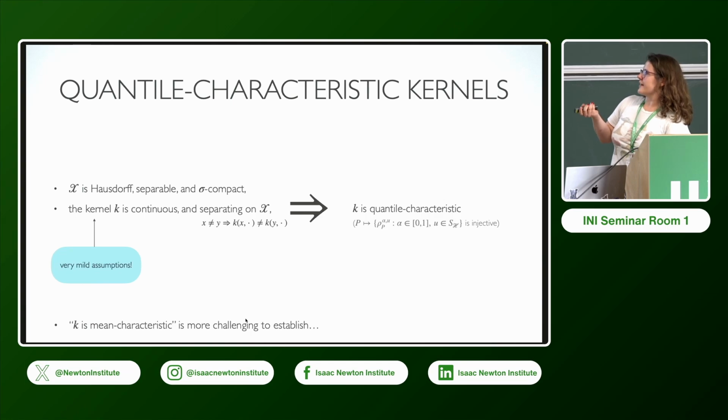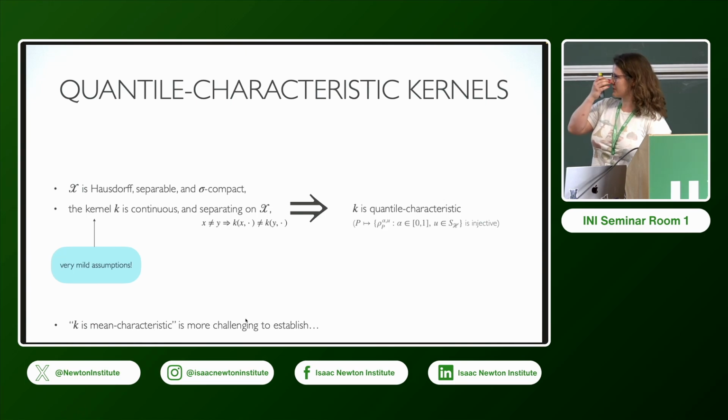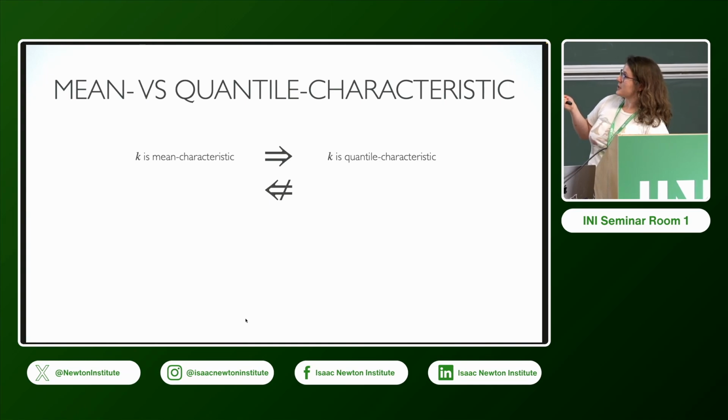And like I said earlier, K's mean characteristicness is more challenging to establish in general. We have sufficient conditions for Euclidean spaces, bounded kernels, translation invariant kernels. This is a non-exhaustive list. But in general, it's challenging. And this leads to a natural question: can I say that quantile characteristicness is more general than mean characteristicness? Or is it just that this is a hard object to analyze, it's great, but it's just hard? So it turns out we can say something about this. In fact, we have the following result. If K is mean characteristic, then K is necessarily quantile characteristic, but not vice versa.